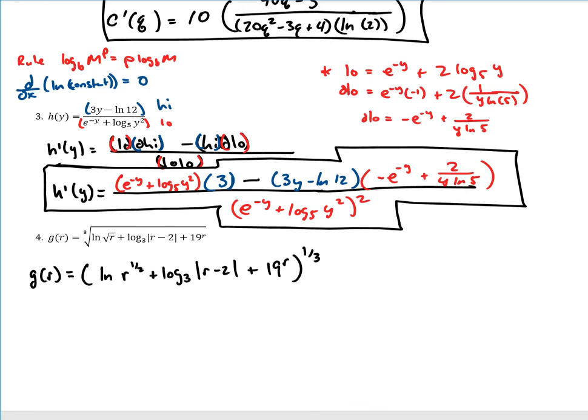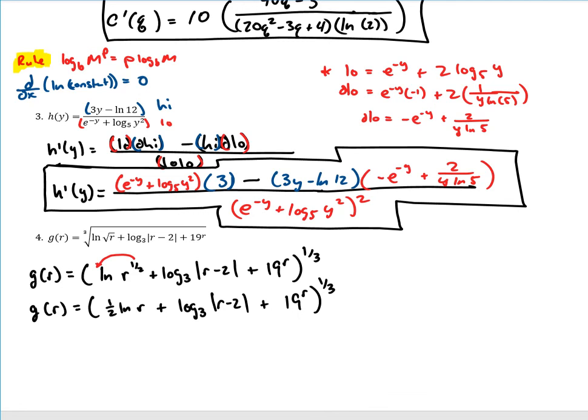All right, well, I'm going to use my rule again, this one. So I'm saying rule. There's lots of rules, huh? So I'm using my rule for the power that's involved with logs. All I want to do is just move this to the front first. And that's all I'm going to do in this step. So it's still g of r equals 1/2 natural log of r plus log base 3 of r minus 2 plus 19 to the r, all to the 1/3.